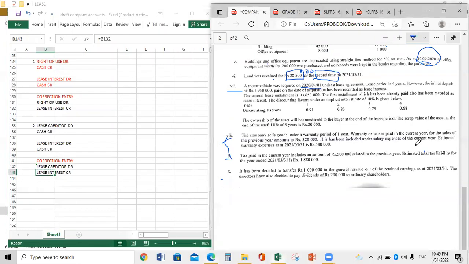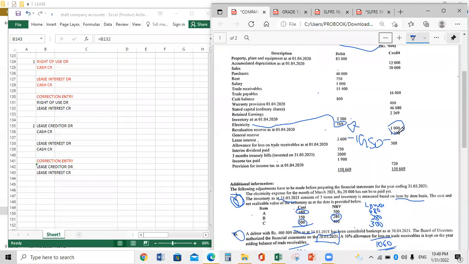Now if you go to lease interest, you have to reduce another 650. Then how much do you get? I think you will get 0. So you should reduce that also. Then the lease creditor should be debited. Open a lease creditor account.